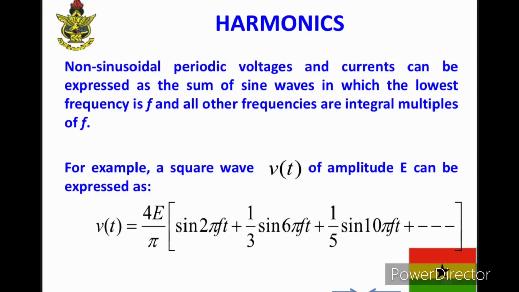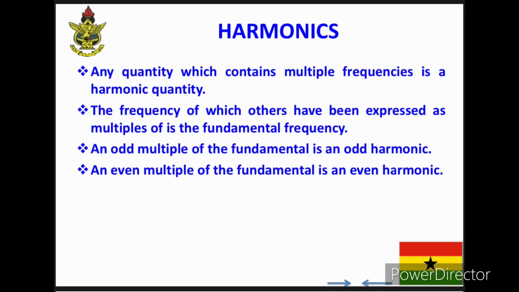Now, non-sinusoidal periodic voltages and currents can be expressed as the sum of sine waves, in which the lowest frequency is f and all other frequencies are integral multiples of f. For example, you can have a square wave v of t of amplitude E, and that square wave can be expressed as harmonics.